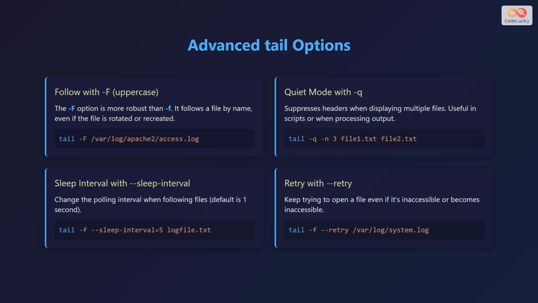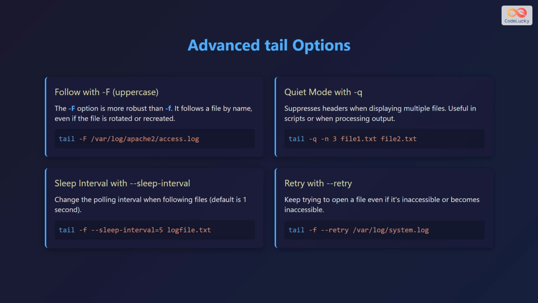This is useful in scripts or when you want to further process the output. You can use it like this: tail -q -n 3 file1.txt file2.txt. Third, you can change the polling interval when following files using the --sleep-interval option. The default is 1 second. This can be useful if you want to reduce the system load. For example, tail -f --sleep-interval=5 logfile.txt.